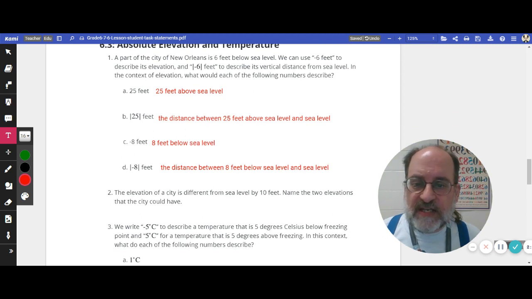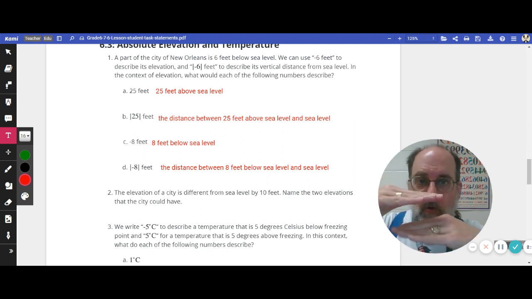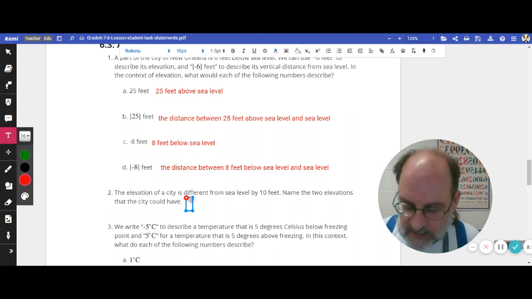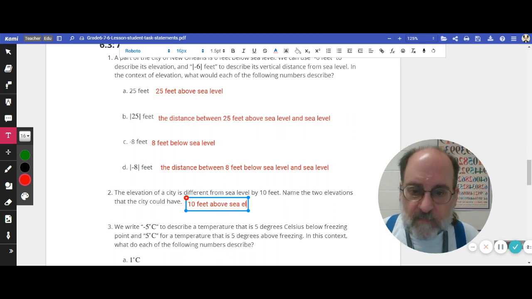Okay, the elevation of a city is different from sea level by 12 feet. So notice what that's telling me there. That's telling me a difference or a distance. What could the elevations be? Well, I could be 10 feet above sea level. I know I don't do this very often, but if I wanted to write that as a number, I'll put the positive sign and say that's positive 10.